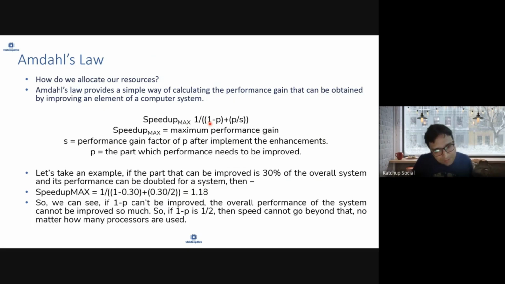Second, you should try to combine as many small parts as possible so that your 1 minus P is better for overall performance improvement. Even if 1 minus P is half, the performance improvement cannot go beyond that, no matter how many processors you use, no matter how much improvement, 10x, 20x, you do. You will always hit a theoretical limit, and that's what Amdahl's law helps us calculate.